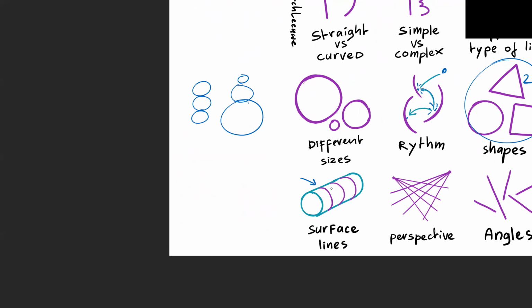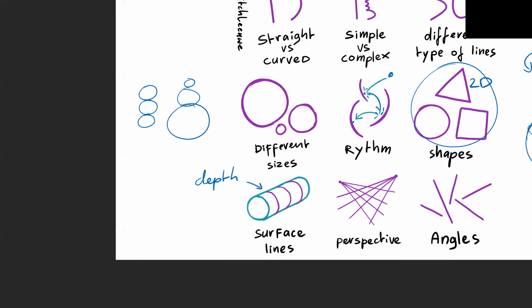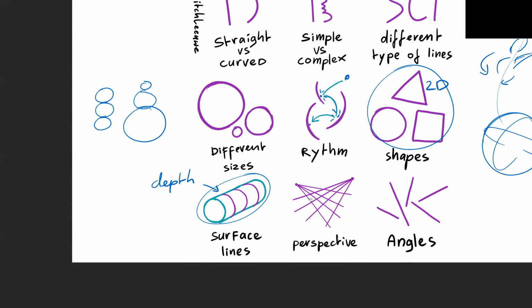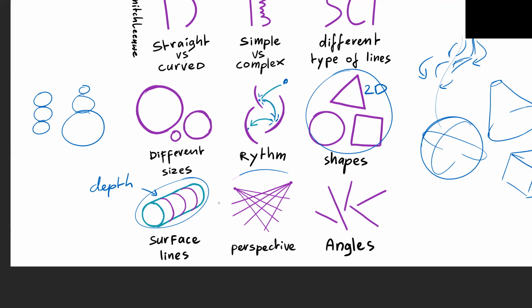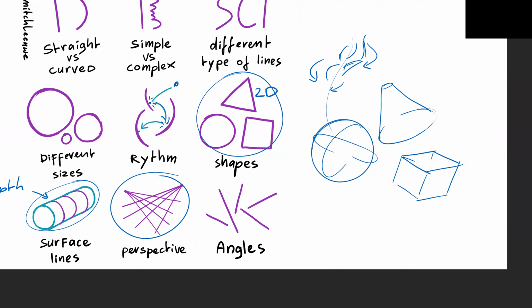Surface lines. So for example, surface lines help create depth. So here you get this sense of depth because of this line. And you can use that maybe on a t-shirt, or maybe there's a tiger print or something, anything. Perspective helps create depth. Angles, don't draw everything vertical or horizontal. Try to be as random as possible with your types of lines.